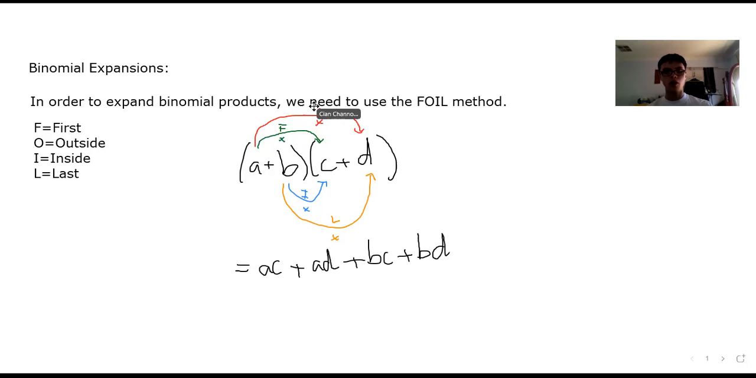Then we move on to O now. We need to multiply a by this outside term d here. Then next up, we move on to this b term. We multiply this b term by the inside term c. And then the last term, we need to multiply this b by this d here. So d is our last term. So this is how the FOIL method works.